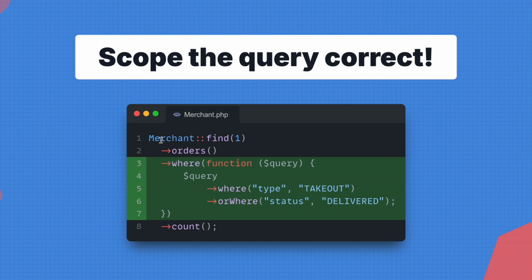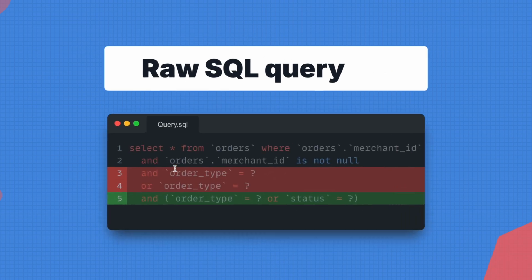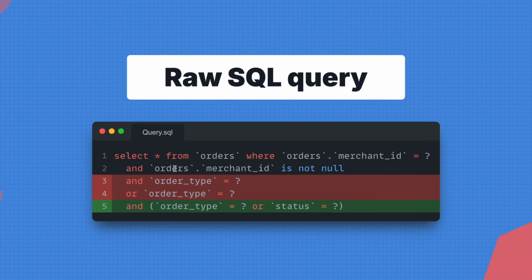So it's super important to scope the query correctly using the where method on the orders relationship. Using this where method, we're essentially adding parentheses in the raw MySQL query. And if we take a look at the resulting raw MySQL query, we'll see that the order type in our case should be takeout or the status should be completed, but we removed the OR statement and we added these parentheses. And this way, MySQL is able to scope the query correctly.